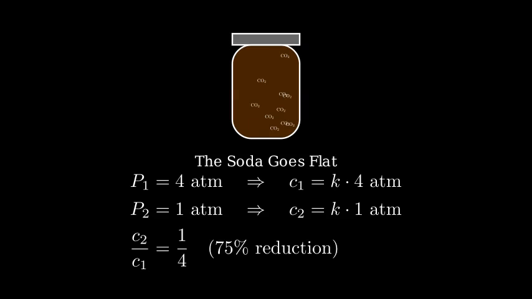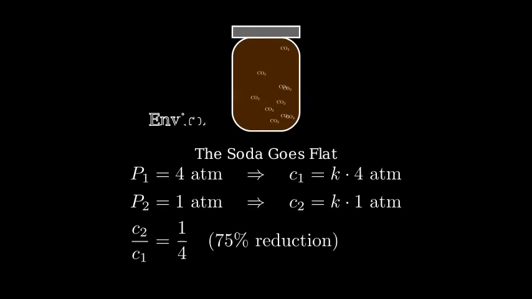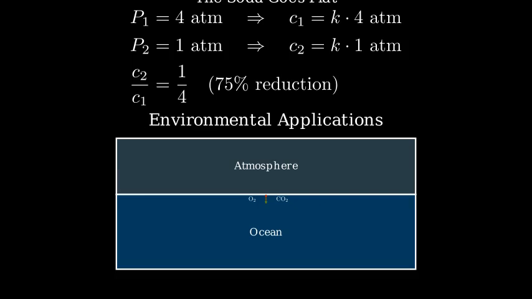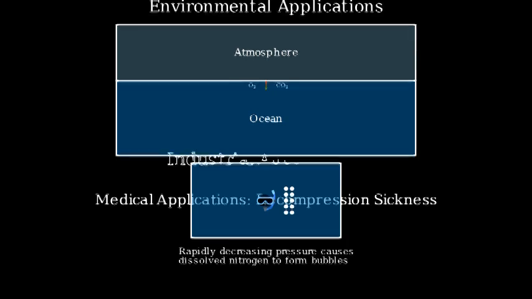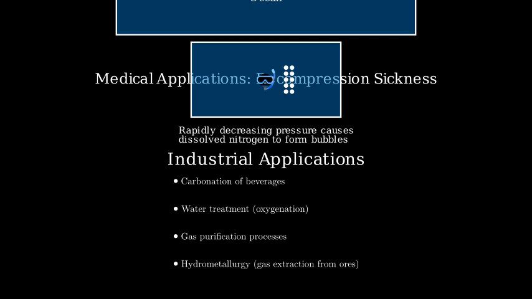Henry's Law has many important applications in various fields. In environmental science, it helps us understand gas exchange between the atmosphere and bodies of water. For example, as ocean temperatures rise with climate change, the solubility of oxygen decreases, potentially threatening marine life. In medicine, Henry's Law explains decompression sickness, or the bends. When divers ascend too quickly, the rapid pressure decrease causes nitrogen to come out of solution in their blood, forming painful and dangerous bubbles. In industry, Henry's law guides processes like carbonation, water treatment, and gas separation.